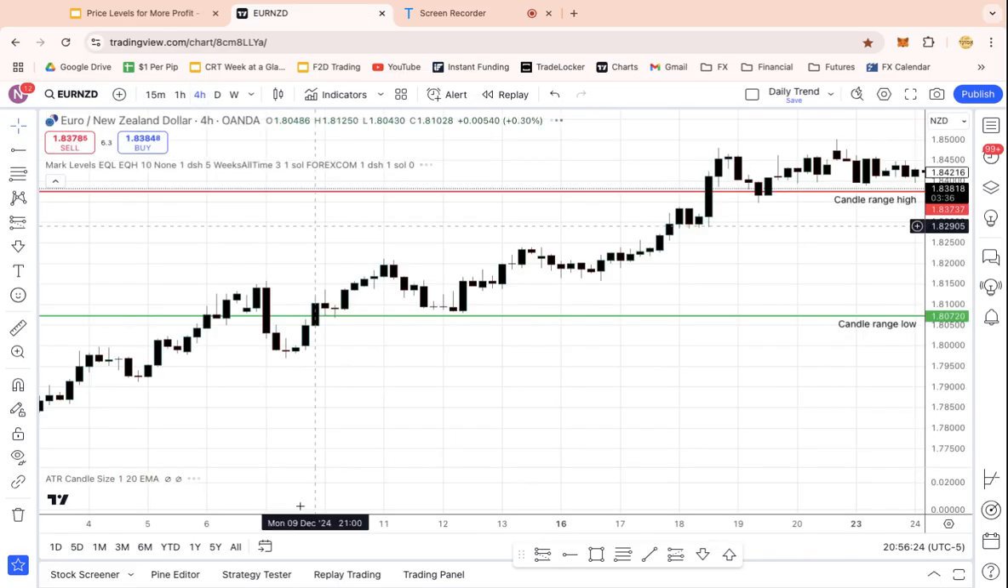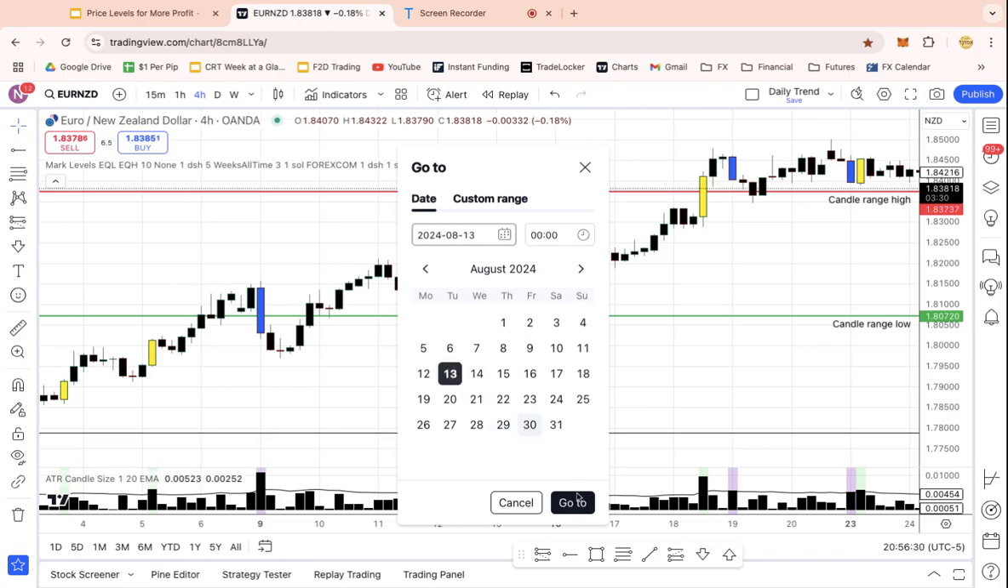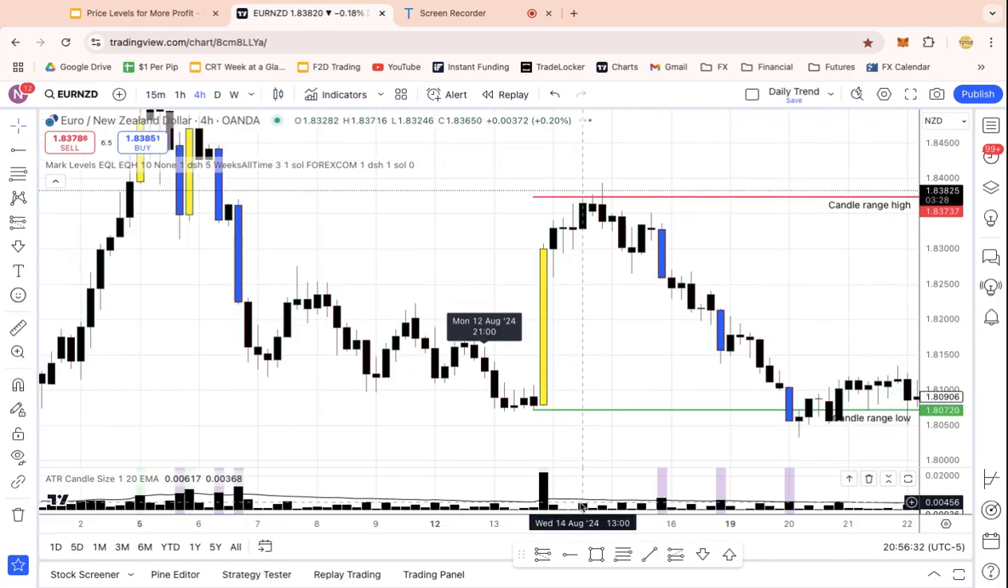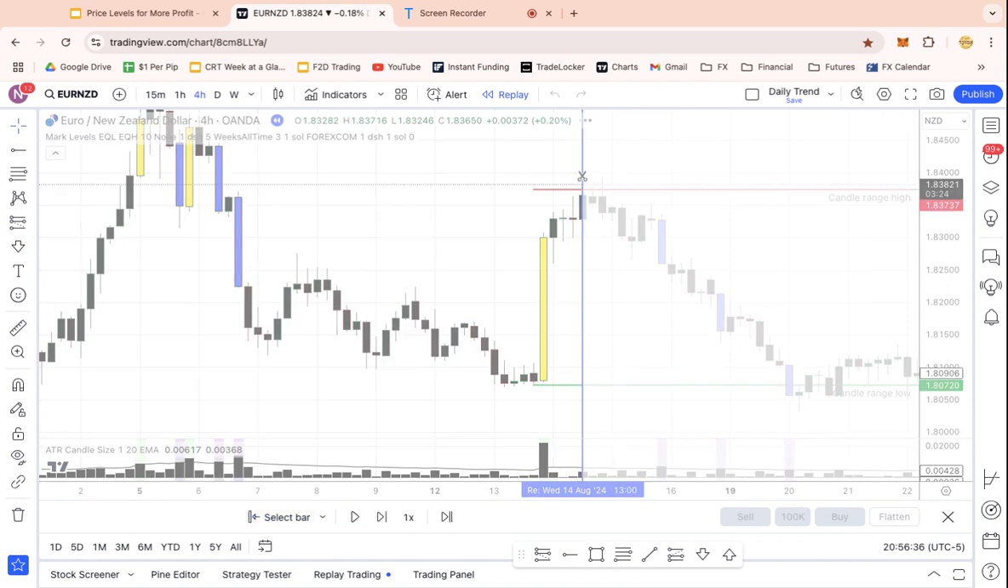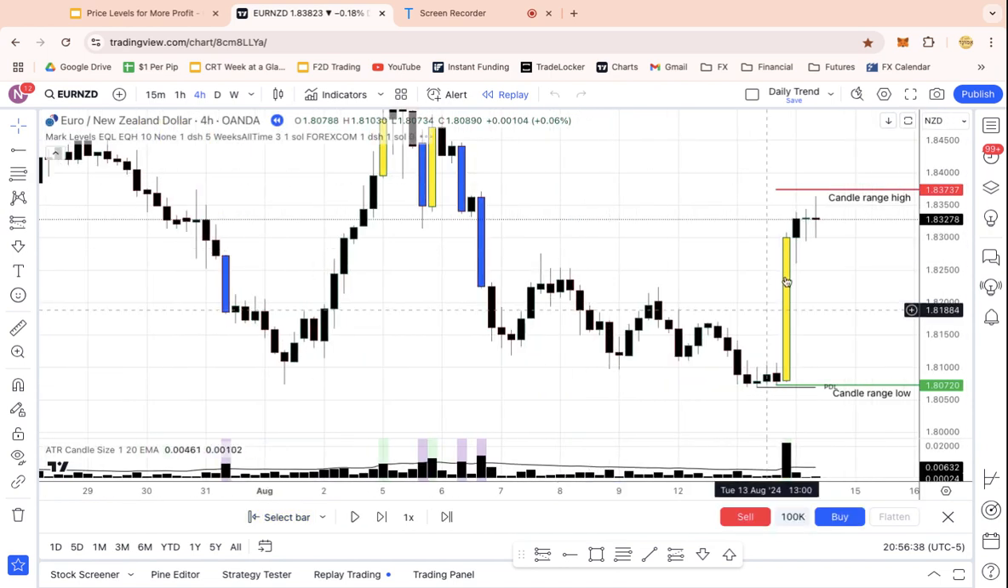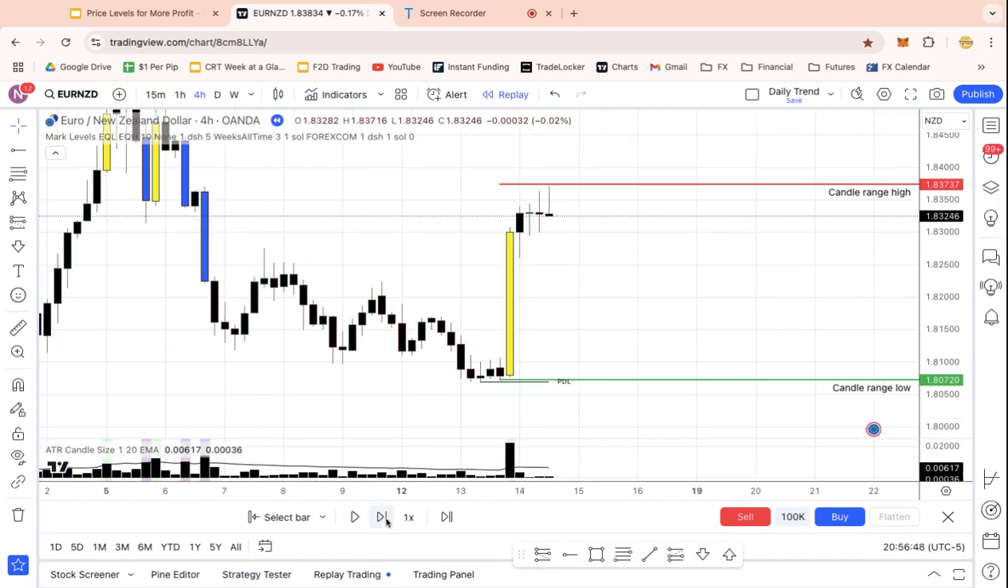So I'm going to do the 4-hour. Let's go to August 13th. We're going to use the replay feature. Okay. Here. All right. So there we go. So here's our ATR candle right here. Okay. Daily high, daily low. We've already identified that. See, mark levels has PDL, prior day low. Let's go forward a little bit.